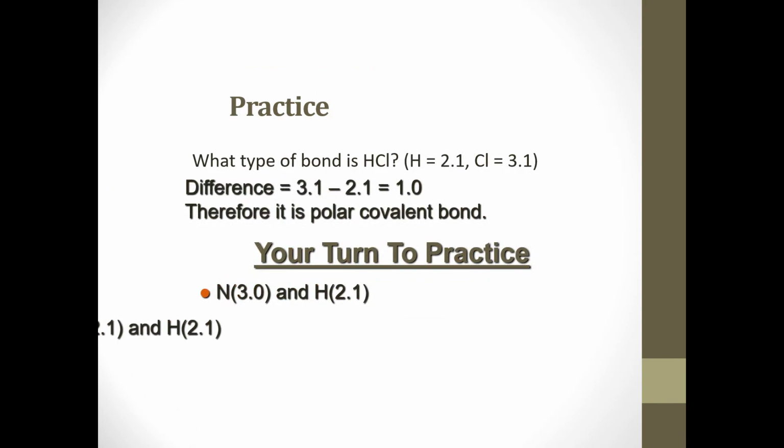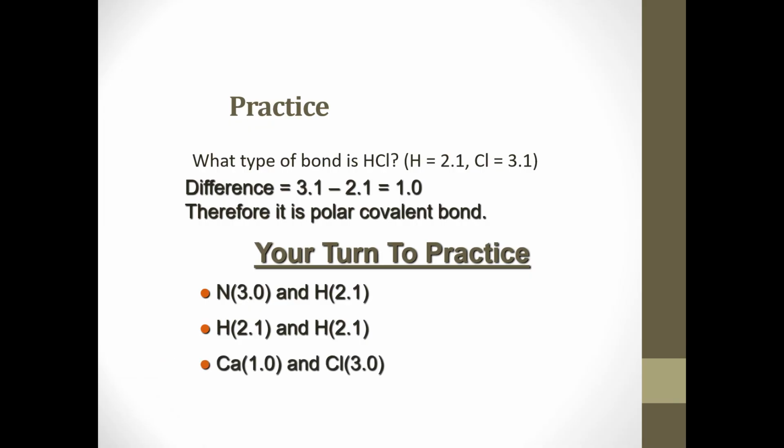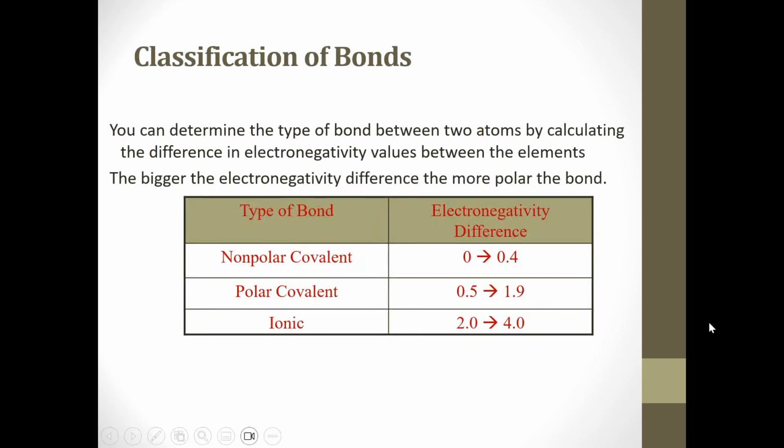How about this one? 2.1 and 2.1. Oh, that's easy. That's no difference. That's going to be a non-polar covalent bond. What about calcium and chlorine? Calcium has a 1, chlorine has a 3. So let's see, that's a difference of 2. That qualifies to be an ionic bond. And of course, a metal and a non-metal is likely to give you an ionic bond.